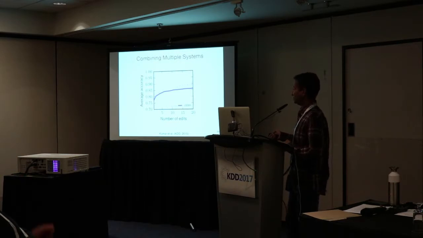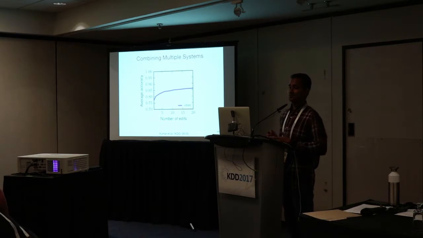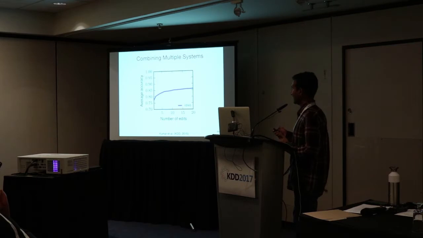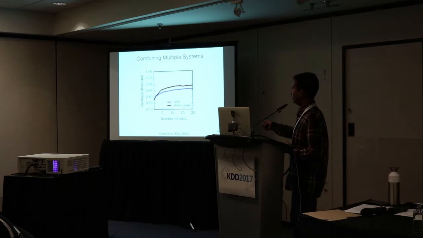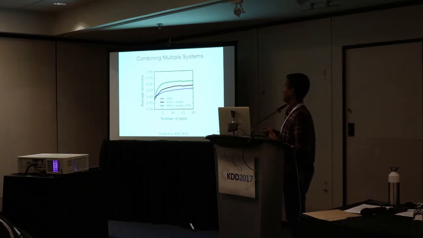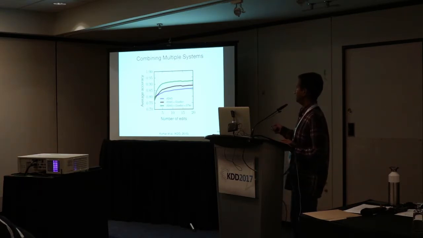Now, the good thing about feature-based algorithms is that you can combine as many features as you want, and most likely the accuracy will improve. And this is what we observe here. When you use features from VEWS itself, you get this particular accuracy curve. When you include features from VEWS as well as ClueBot, the accuracy improves even further. And when you add in features from STiki, the accuracy gets even better. So we have over 90% accuracy when you combine features from VEWS, ClueBot, and STiki.